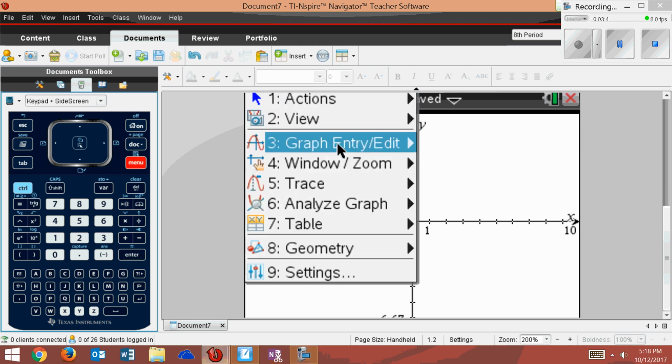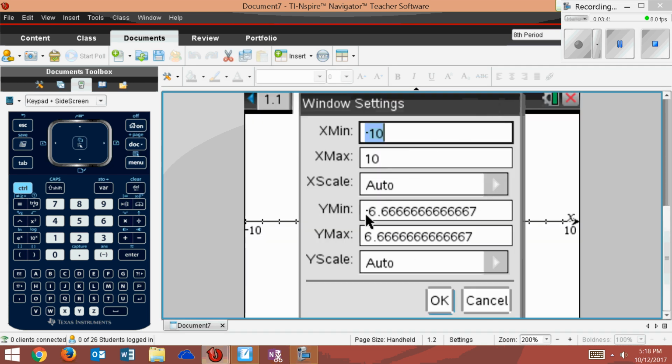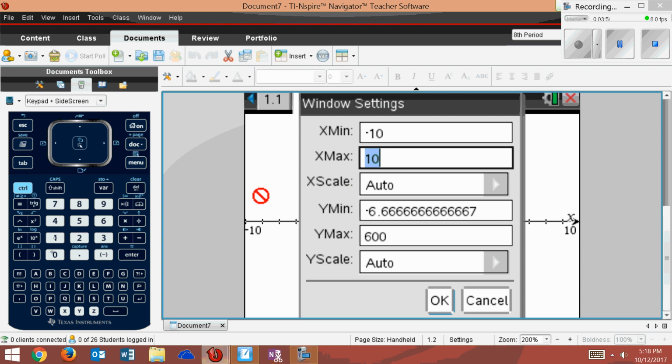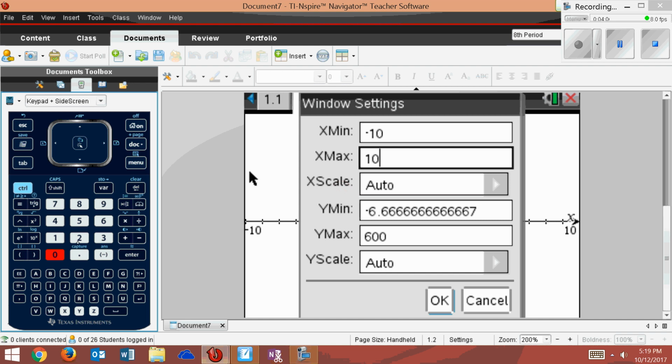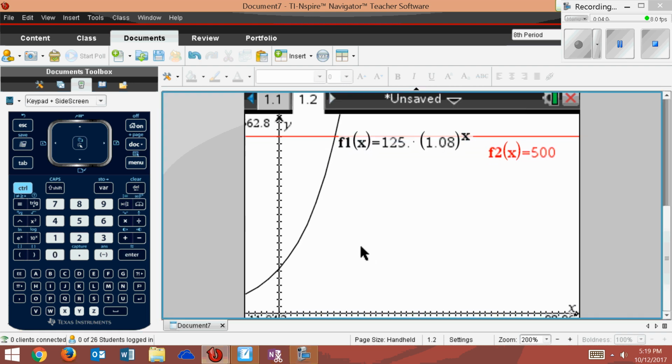Now, right now the graph is too high, so I need to go to window, settings. I know they're going to cross at 500. That's where I want it to be equal. So I'm just going to put this as 600. We'll be able to see clearly where it crosses. And I don't know how many the X value will be, but I'm just going to go to 100 just to give us a little bit more room. And so there it is. We can now see where these cross.